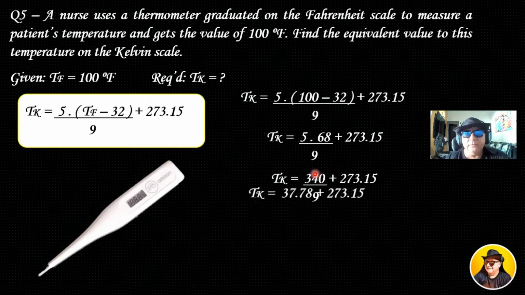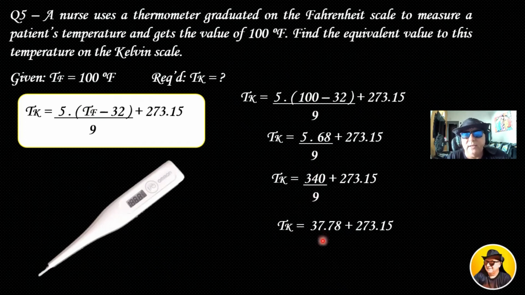Okay, and now we are going to divide. 340 divided by 9 is 37.78. Now we are going to add up these values. And so TK is 310.93 Kelvin. It is the same as TF 100 degrees Fahrenheit, the same as 310.93 Kelvin, okay? So it means it is the same temperature, only measured in different scales, okay? Let's see the last one.